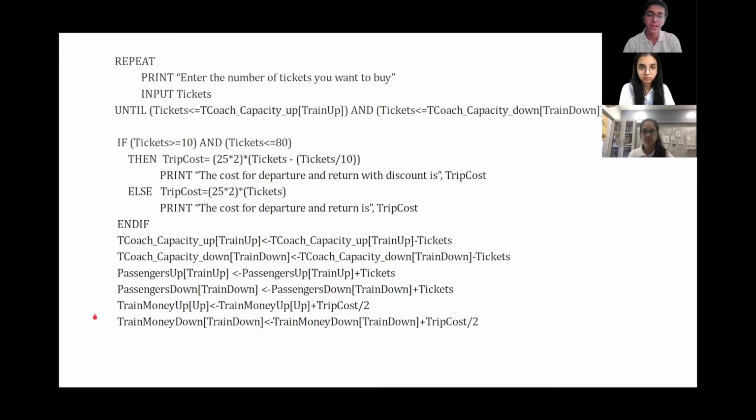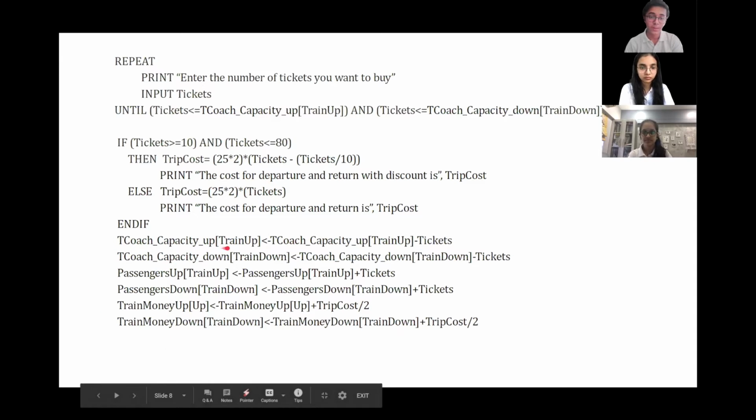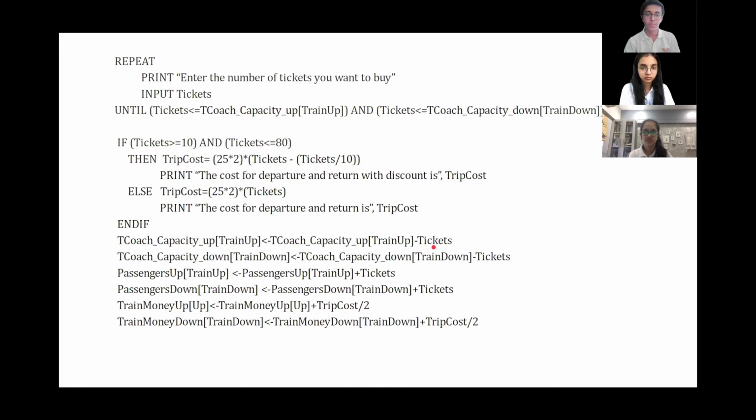Lastly, we will be updating all of the arrays. The T-coach capacity up will be subtracted by the number of tickets booked with the appropriate index. The same thing goes for the T-coach capacity down. To the passengers up and passengers down arrays, the tickets will be added. As you can see, the tickets display the number of passengers traveling on each journey. Lastly, the trip cost divided by 2 will be added to the money up and money down arrays individually, remembering that one train journey is either departure or return.